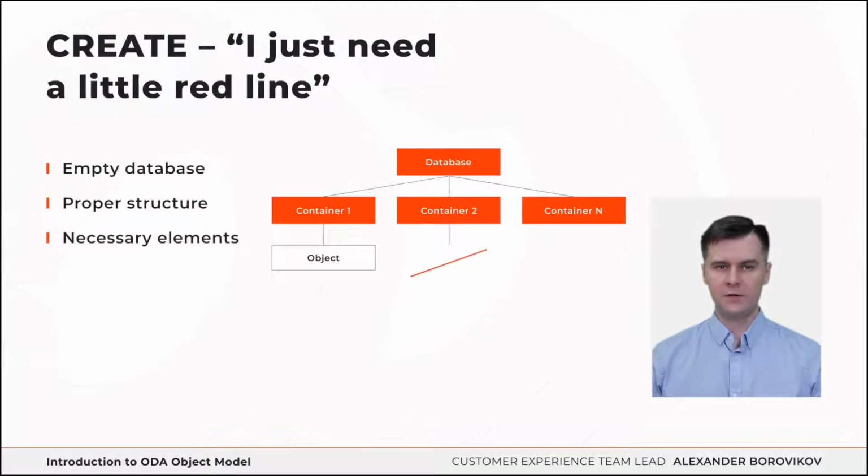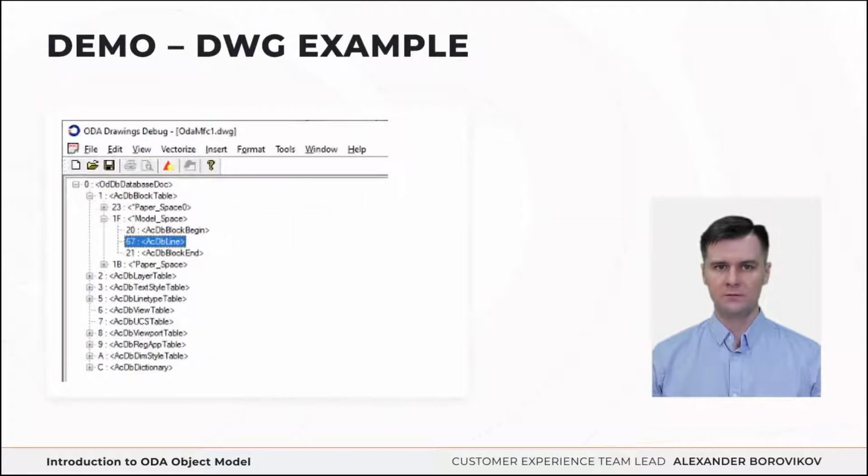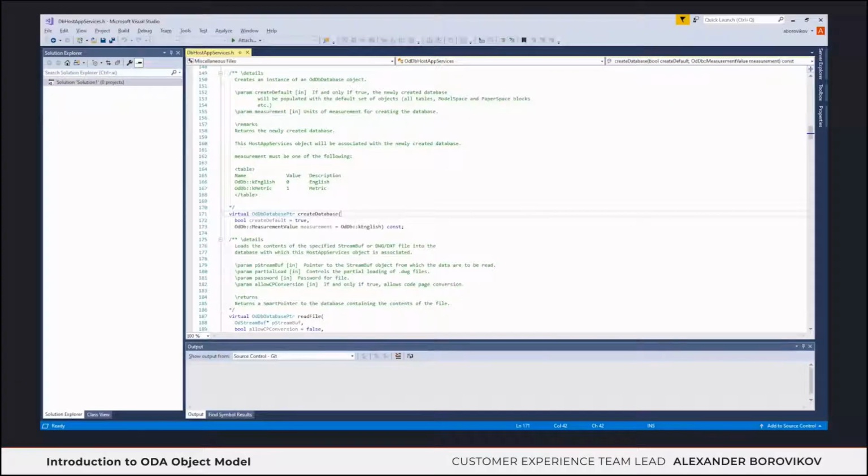That is an illustration of quite a popular question. I need just a little red line. Do I need all those tables? Yes, you need them. And the proper step before you populate your database with entities is to create the proper structure. This is a screenshot of the DWG model with just one line. As you can see, it includes 10 tables. Luckily, it is not necessary to do all this manually.